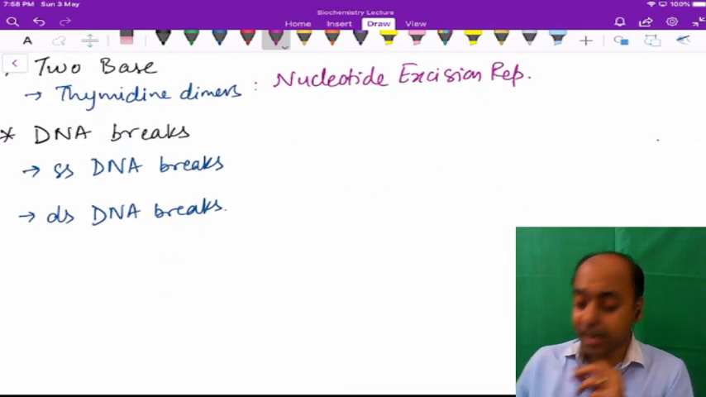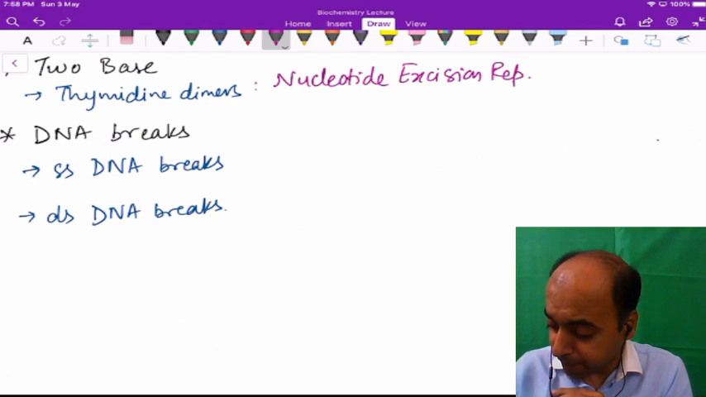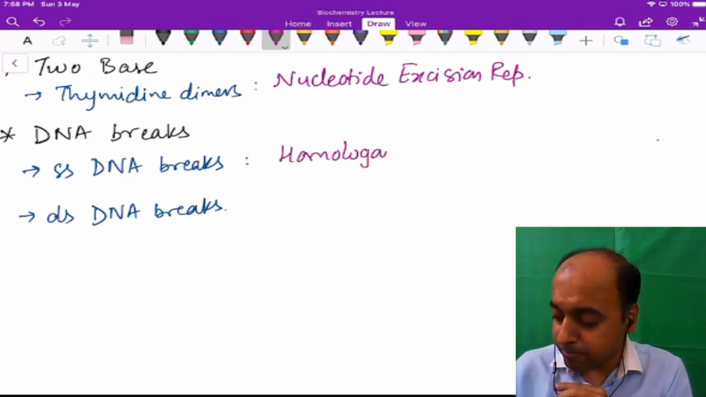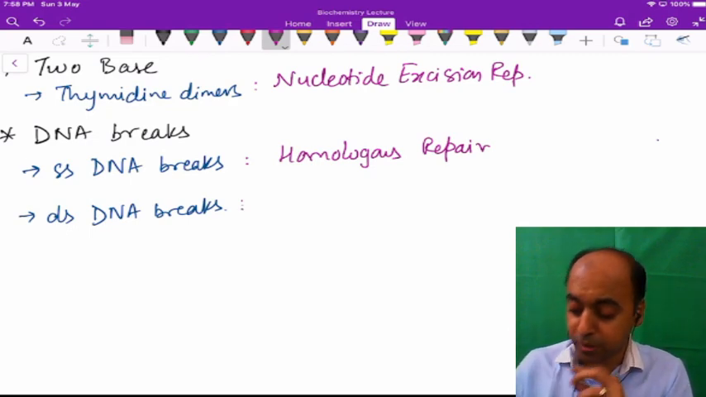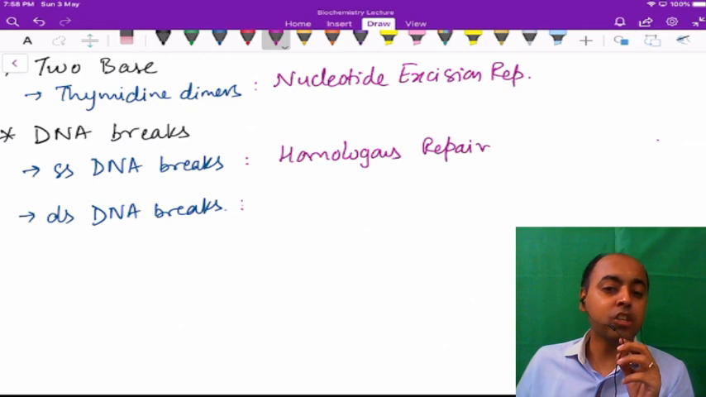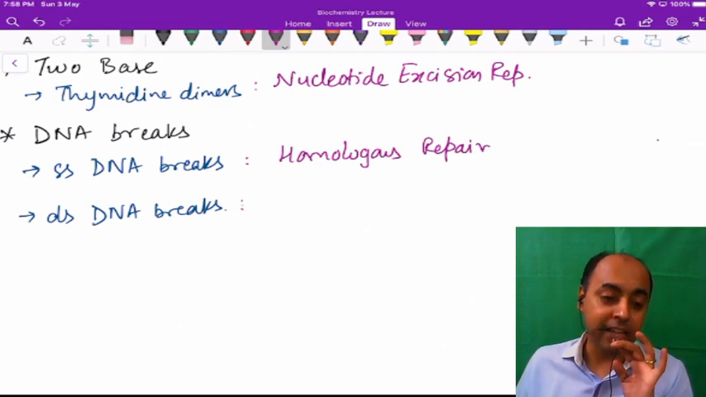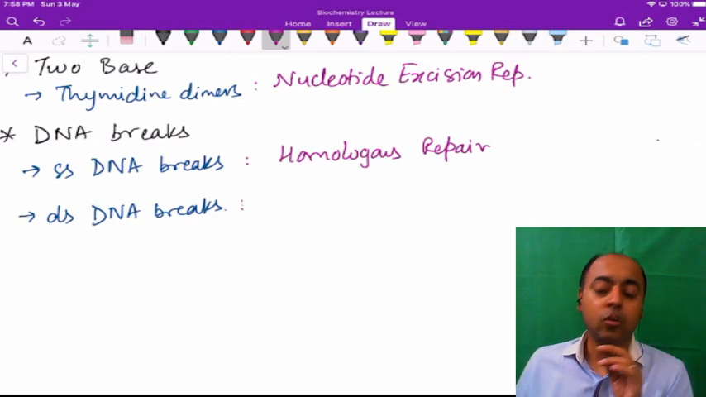For the single strand DNA break, we have the homologous repair. Please note, the homologous repair can also occur for double strand DNA breaks. However, it is rare as a mechanism for double strand DNA breaks. It can occur, but it is not commonly employed.